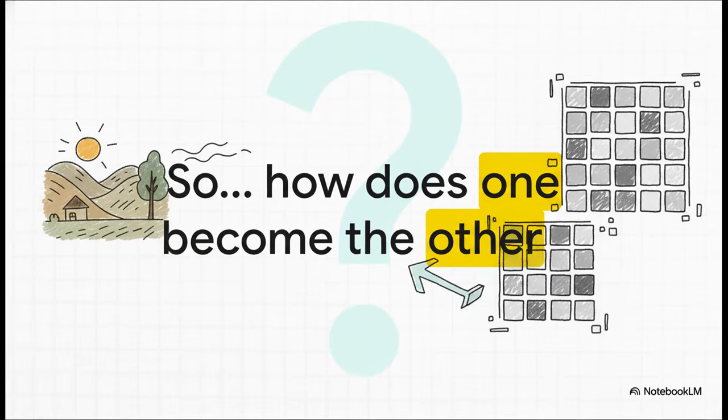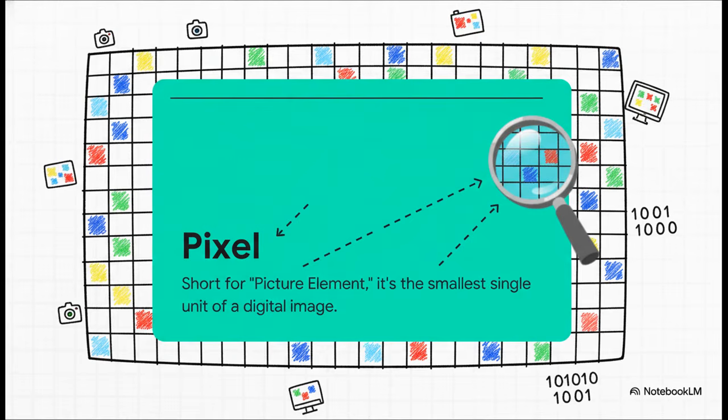And that's the big question, isn't it? How in the world does that rich, visual scene that we experience get translated into a simple grid of numbers that a machine can actually understand? Well, that's exactly what we're going to break down. It all comes down to one single core concept, the pixel. It's just short for picture element, and you can think of it like the indivisible atom of any digital image.